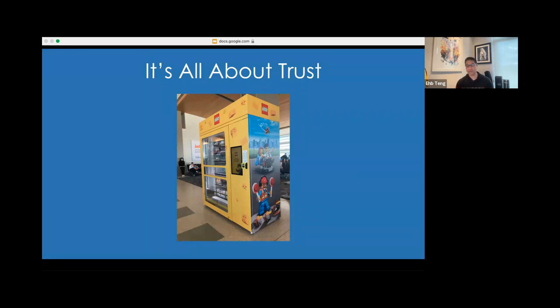I'm a huge Lego enthusiast, and I was really surprised when I was at the airport and I saw a Lego vending machine. That blew my mind a little bit. But I'm just showing a Lego vending machine. Imagine if you had a vending machine that said, if you give me $1, I will give you $10,000.